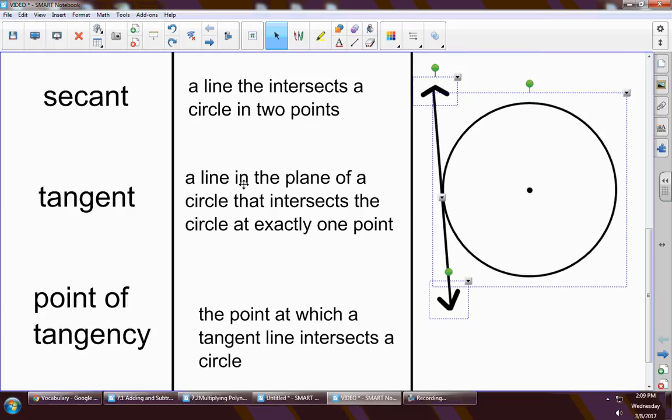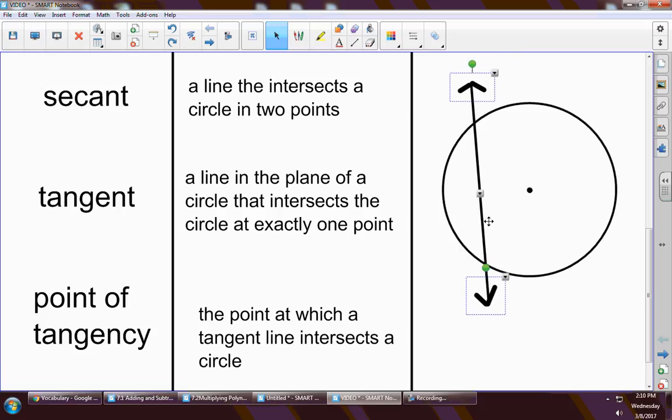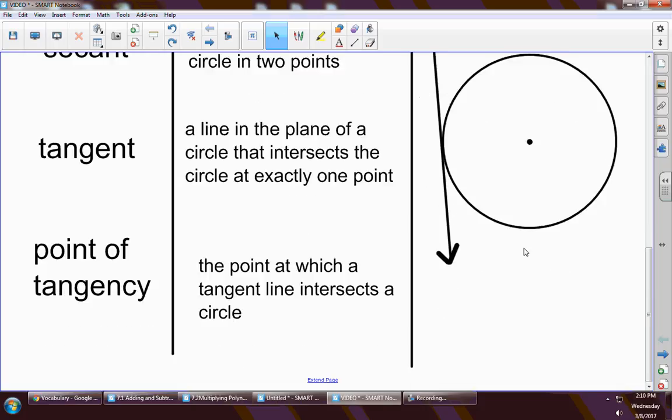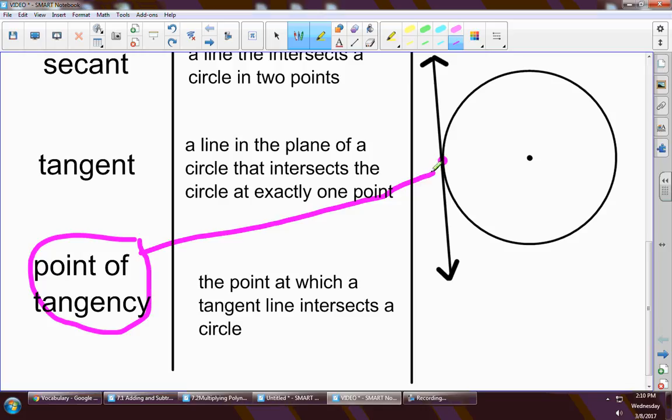Tangent is a line in the plane of the circle that intersects the circle at exactly one point. So as soon as it only intersects at one point, it is no longer a secant, it is now a tangent. So we have a secant, secant, secant, secant. Now we have a tangent. 1 point. And at 1 point, where the tangent and the circle intersect, that is called your point of tangency. So that 1 point where they intersect is your point of tangency.